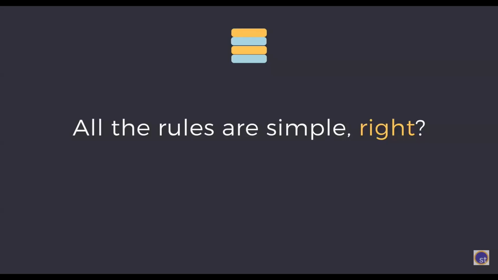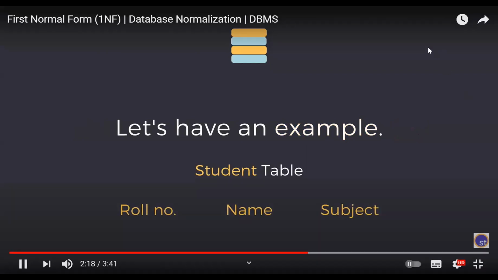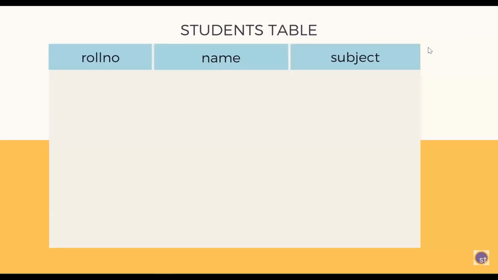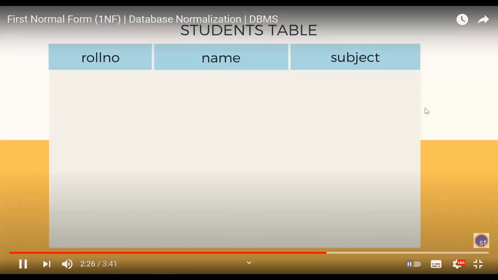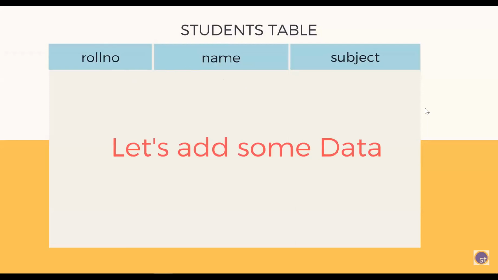Although all the rules are self-explanatory, let's take an example where we will create a table to store student data, which will have the student's roll number, their name, and the names of the subjects they have opted for. So we will be creating a table with 3 columns. We can obviously have as many columns in our table as we want, but for our example, we only need 3. We will name the columns roll number, name, subject. Let's add some data to our table.